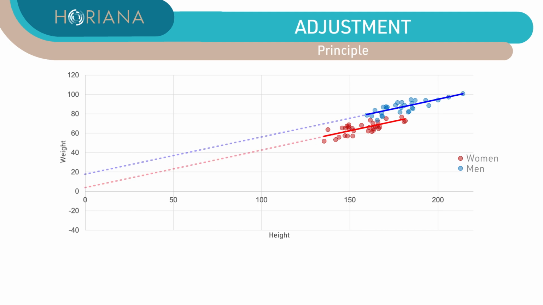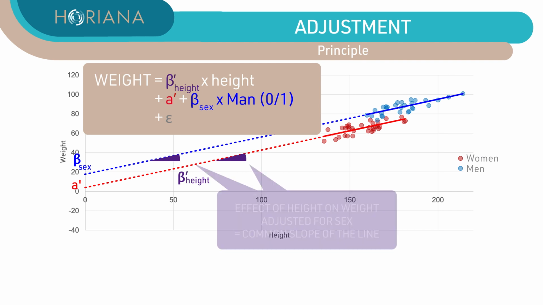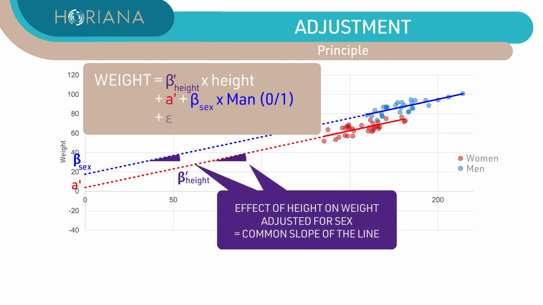Here, the effect of sex, being a man versus being a woman, is quantified by the difference between the constants of the two colored lines. This could be interpreted as men have a higher weight than women, regardless of their height. Remember that this is a fictitious example. Here, the new beta prime height coefficient, which is the common slope of the two colored lines, is the effect of height on sex-adjusted weight.